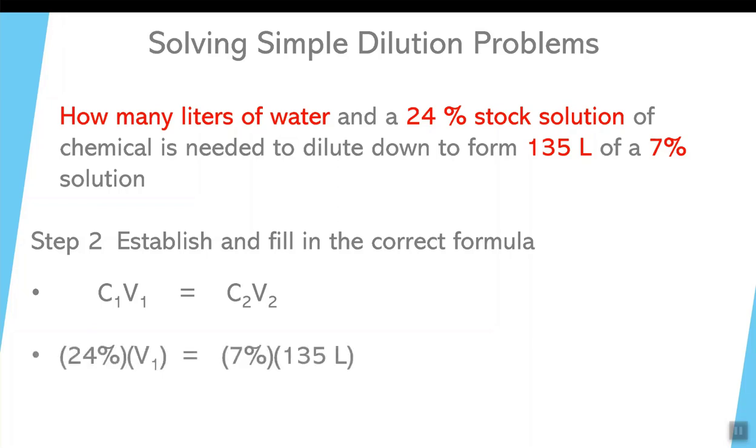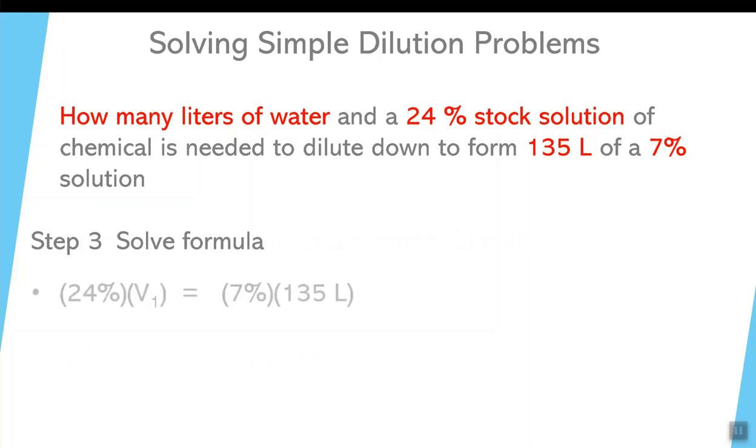Now using the numbers from the given, notice the 24%, we don't know how many liters of that it's going to be. So that's your unknown volume. We know that we have 7% and we know that it's 135 liters. So again, 3 out of the 4 variables we do need. Now you can solve the formula. Again, 24% times the volume equals 7% of the 135.